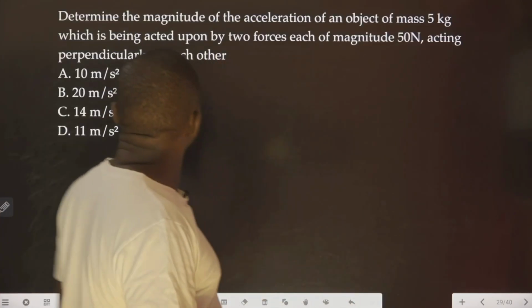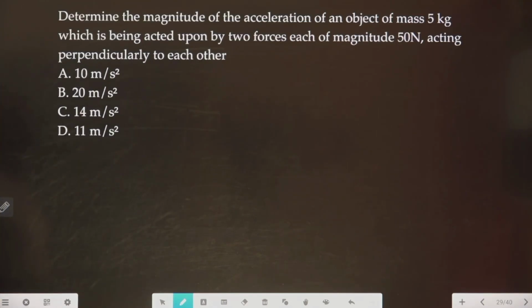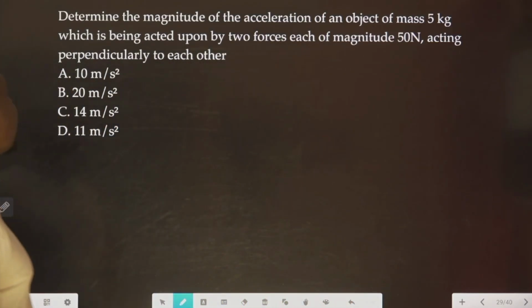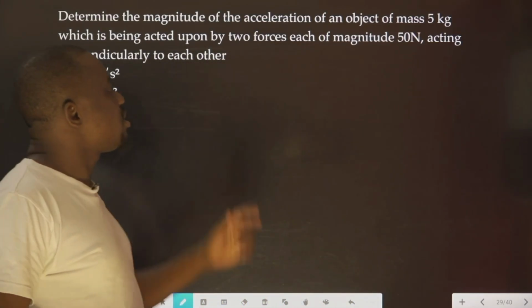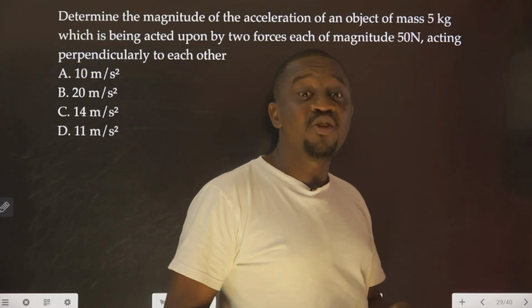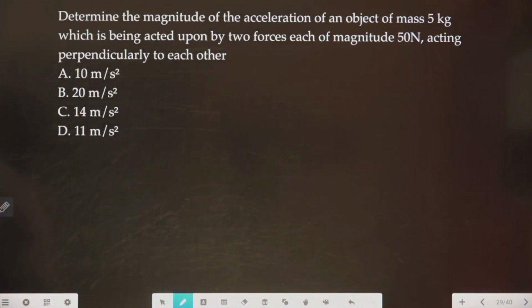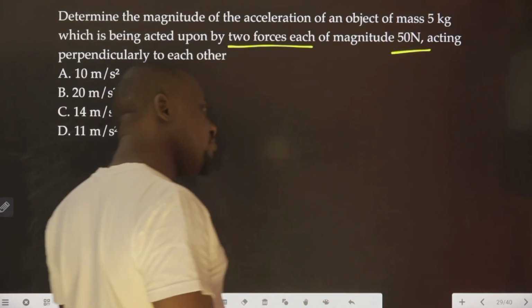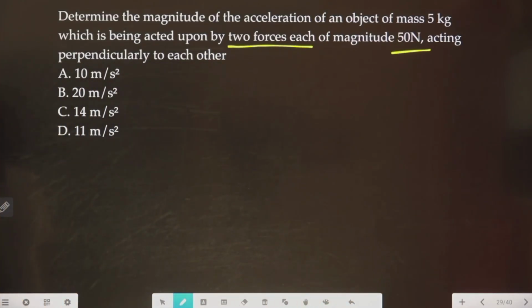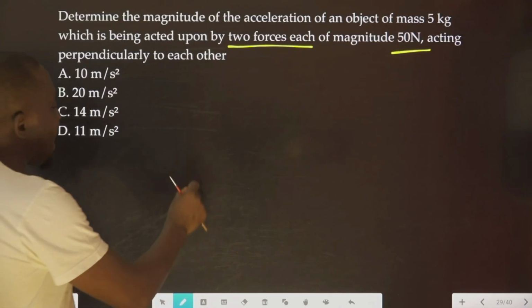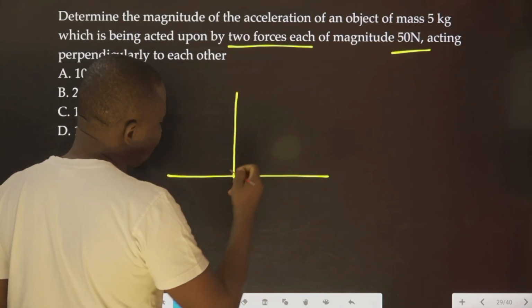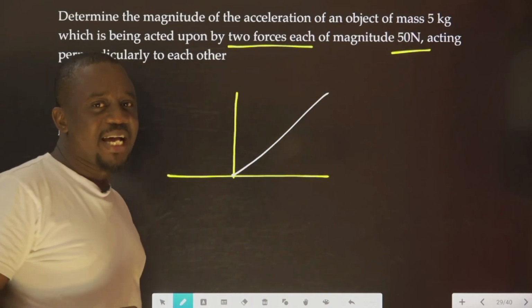Let's look at this. It says what? Determine the magnitude of the acceleration of an object of mass 5 kg, which is being acted upon by two forces, each of magnitude 50 Newton, acting perpendicularly to each other. One thing you should know is that we have two forces. They are both 50 Newton. They are acting perpendicularly to each other, meaning that one is on this side, one is like this. So to actually get the resultant is at the center.